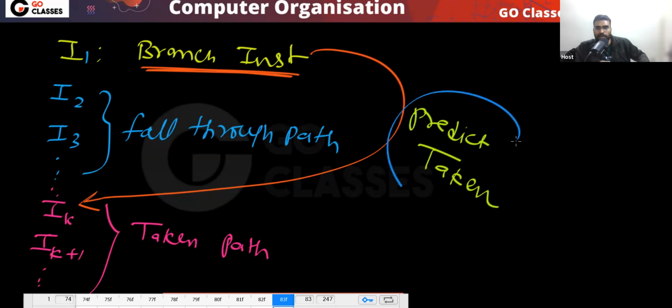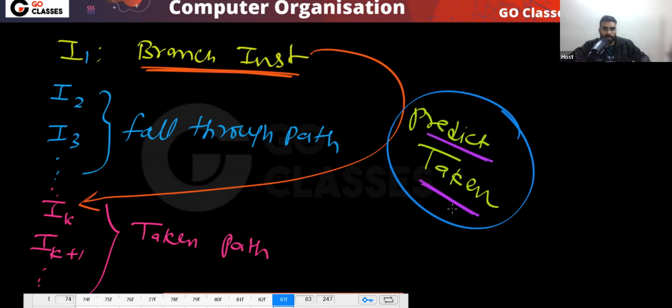Of course, if you want to implement this predict taken scheme, what will you have to do? In the IF stage, you will have to put some extra logic, more hardware, so that you can also find out the target address. The IF stage can find out if it is a branch or not, and with extra hardware, if it is a branch, it immediately tells you the target. It will not do any calculation.